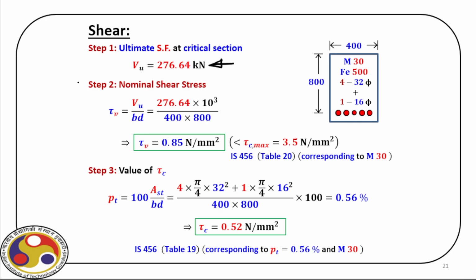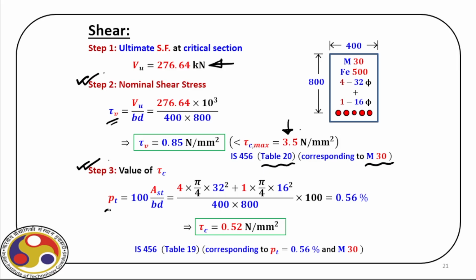First, what we do, we find out the value of tau v. In this problem, we have tau v as 0.85 Newton per millimeter square. First, we have to check whether it is less than tau c max. So for M30 concrete, as per table 20, tau c max is 3.5. So tau v is less than tau c max. We don't need to redesign the cross section. Then next, what we check is tau c.